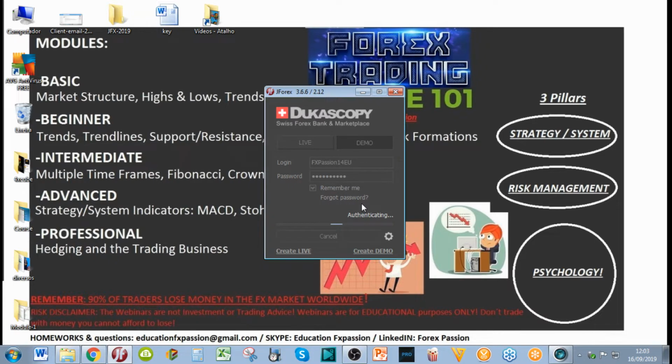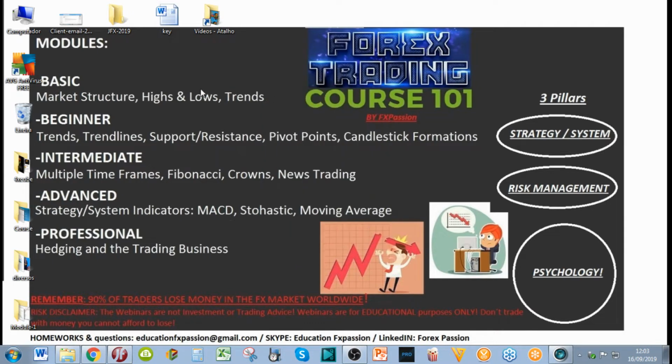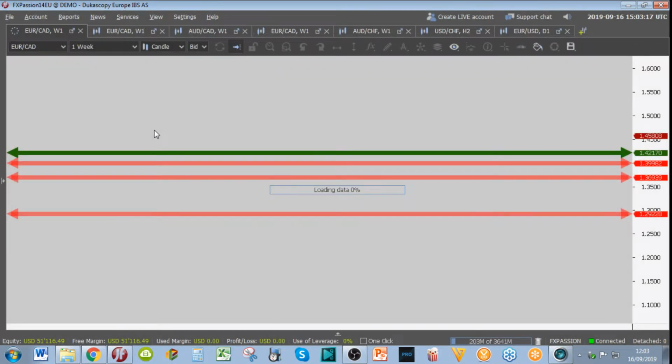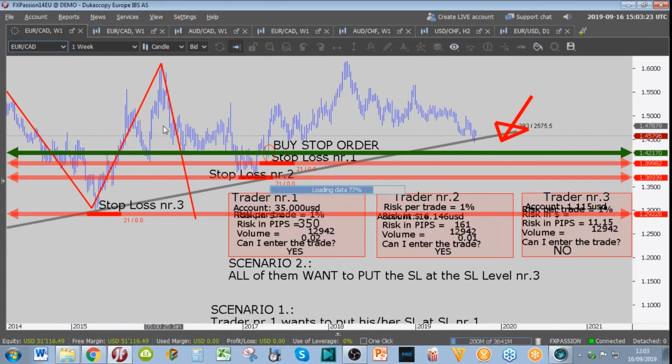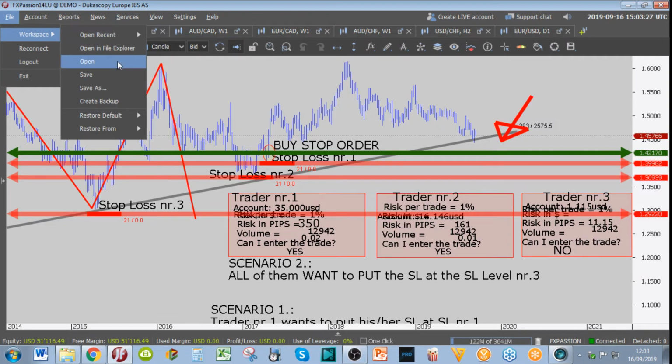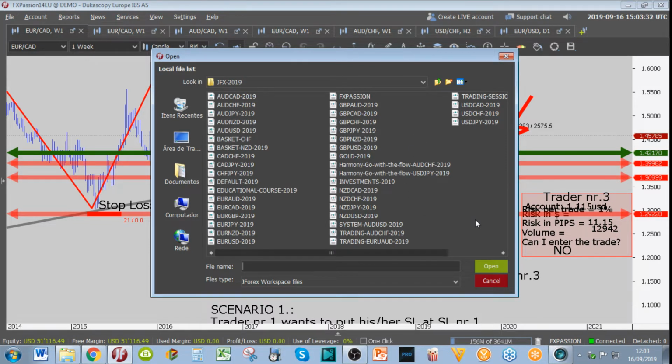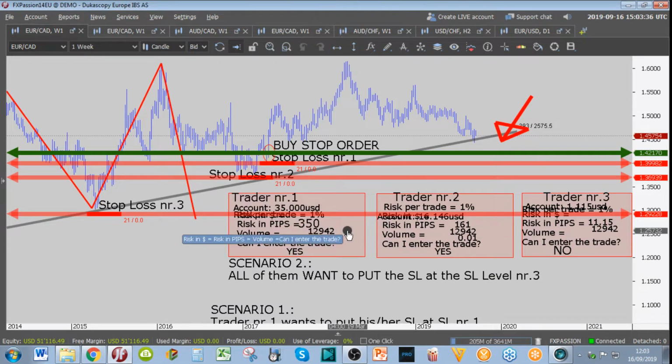Let's wait for the software. NZD-JPY, great. So what we're going to talk about on NZD-JPY is everything, the structure. I'm just going to delete the Fibonaccis and the other stuff because we are not there yet. Okay, let's go file, workspace, open. Miguel, are you in profit, or do you have a floating loss so far on NZD-JPY?